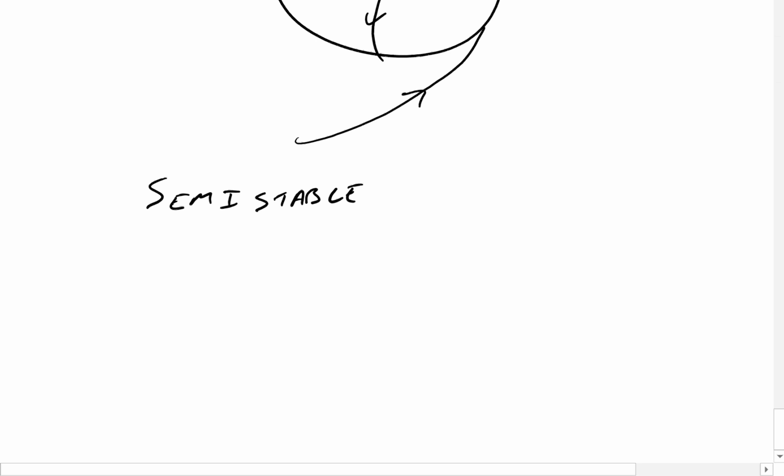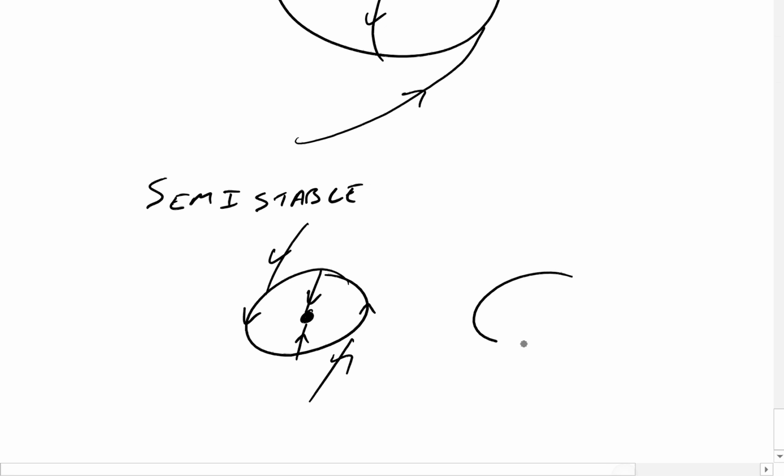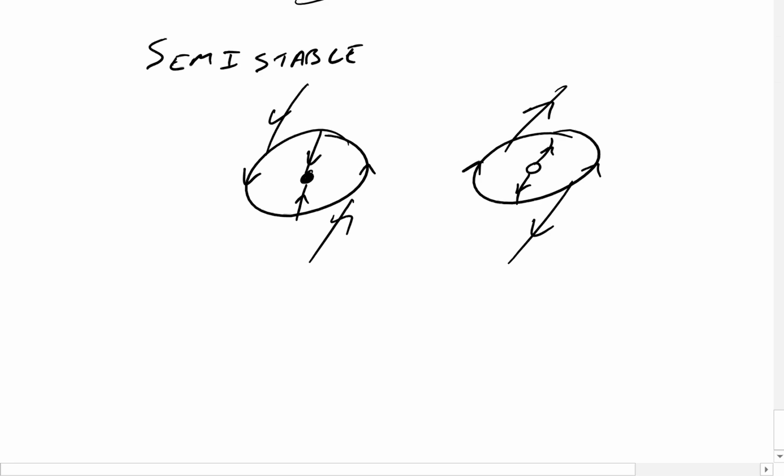So either it heads towards it from the outside, but the inside heads towards the equilibrium point, or it heads towards this closed trajectory from the inside, and then the outside heads away from it. So either it heads towards it basically from one side, and we call that semi-stable.